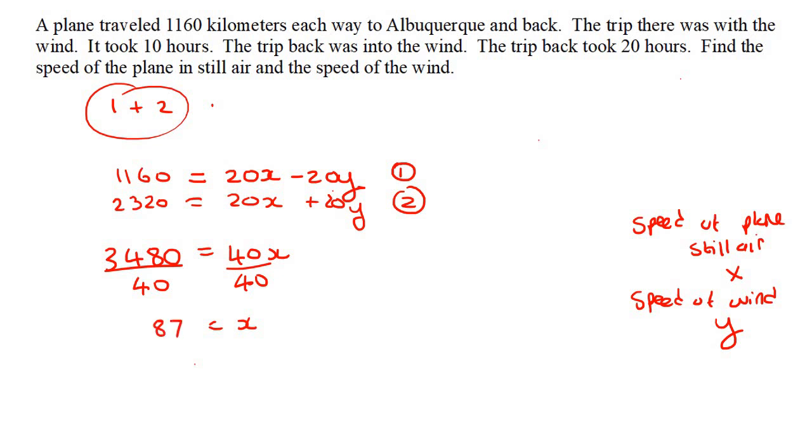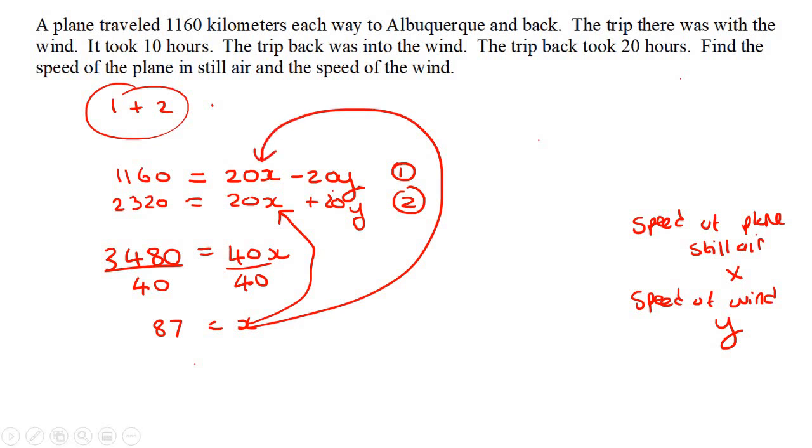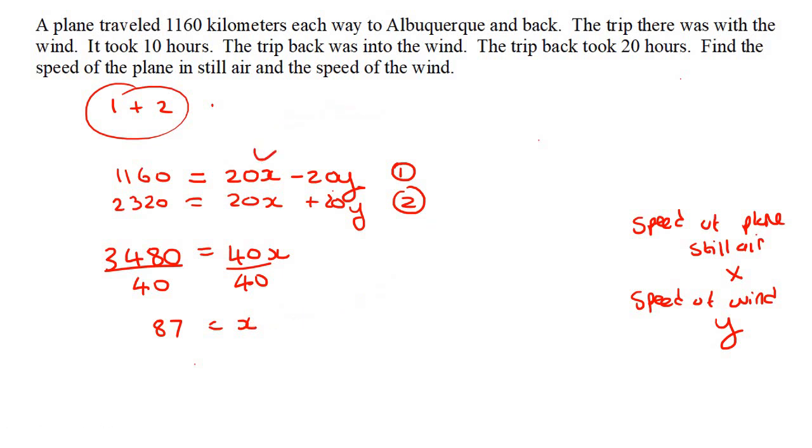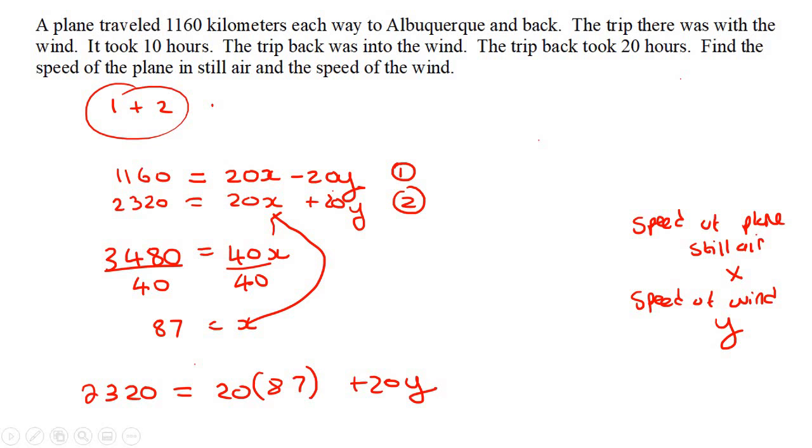Now that we have x as 87, we just need to get y. You can do that by plugging the x into the first equation or into the second equation. It really doesn't matter. You've got the freedom to choose there. I'm just going to choose this second one here. So we're going to say 2320 equals 20 times, now x is 87, and then plus 20y. And so we end up with 2320 equals, 20 times 87 is 1740, and then plus 20y.